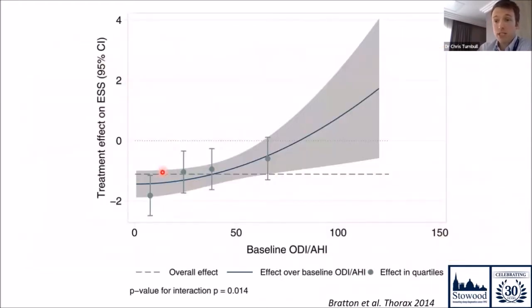And this diagram is a meta-analysis of studies looking at treating minimally symptomatic obstructive sleep apnea, making the same point that across the severity categories of ODI and AHI, as shown on the x-axis, you have similar improvements in the Epworth sleepiness score with CPAP.